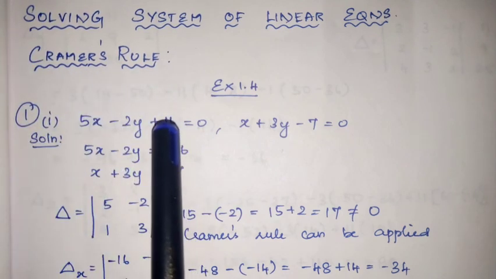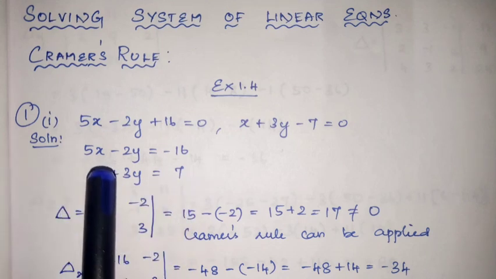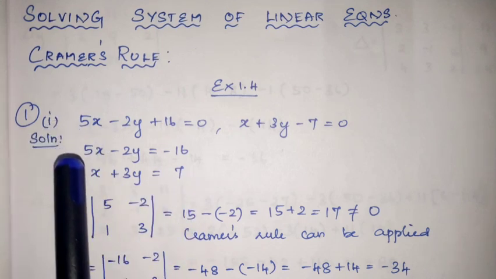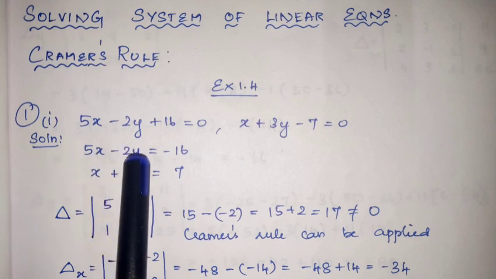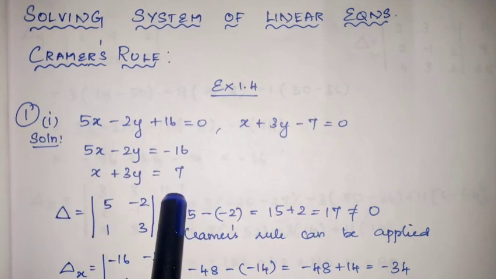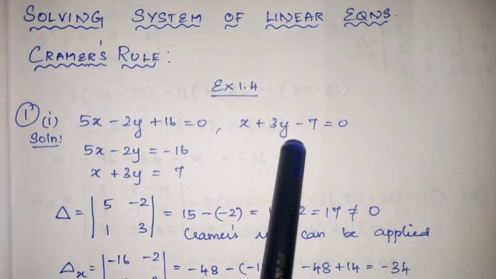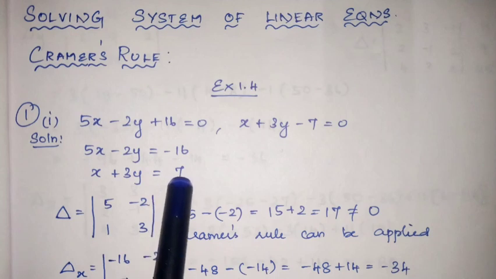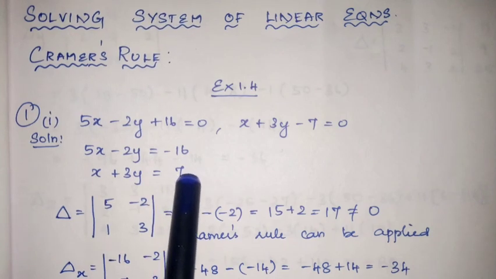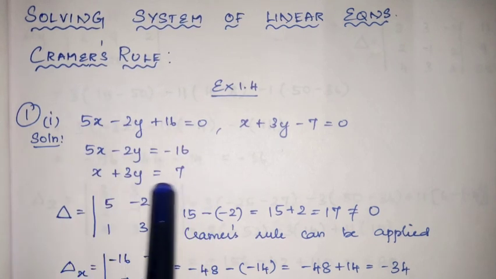First, the two equations are written here, right? Write the variables x and y on the left hand side and the constant values on the right hand side. When the 16 is taken to the right hand side, it becomes minus 16, and when minus 7 is taken to the right hand side, it becomes plus 7. Okay, now this equation is written.